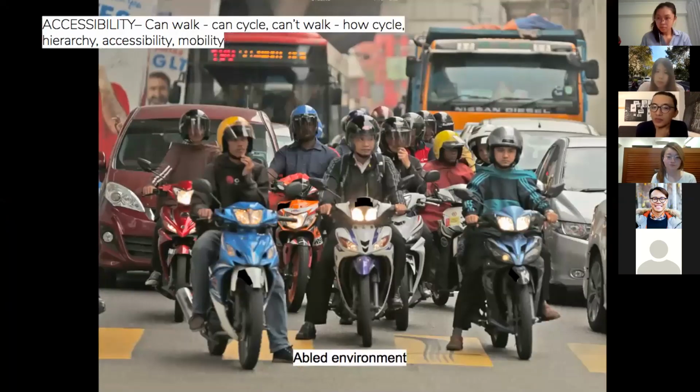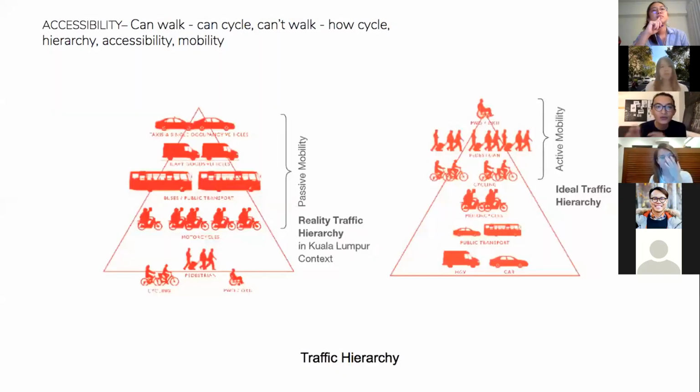So our city is actually built for the car environment. This is what our streets actually look like. We have to change the hierarchy. Currently the hierarchy is built for this. This is the traffic hierarchy in the context of our city. But ideally, this is what we're supposed to build for: people with disabilities, people who walk, people with non-motorized vehicles, and then only followed by other vehicles.